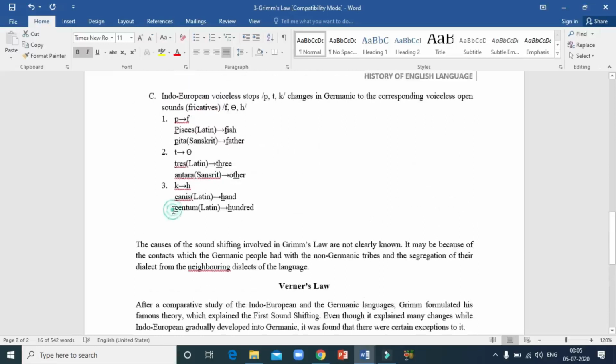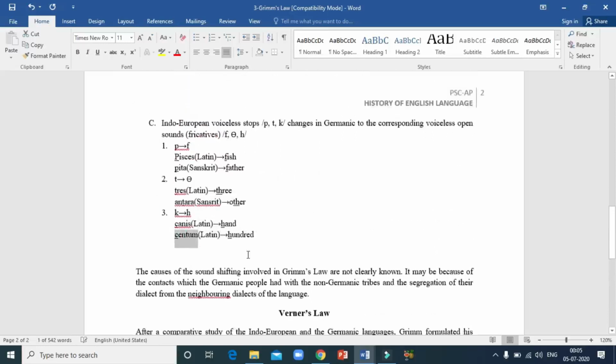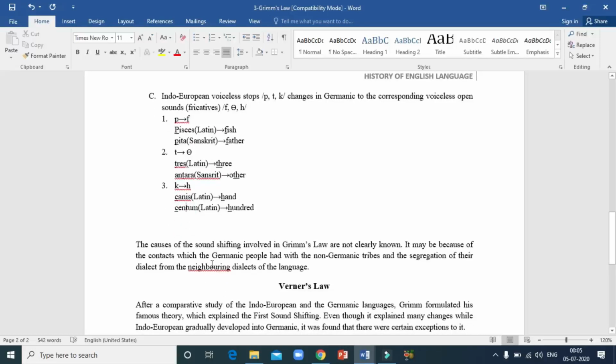So let's look at where we put stress in this particular word, centum. Okay, so the stress is actually on the second syllable, on tum. So the stress is on the second syllable, tum. So Verner discovered that there was a condition in which only Grimm's law becomes possible.